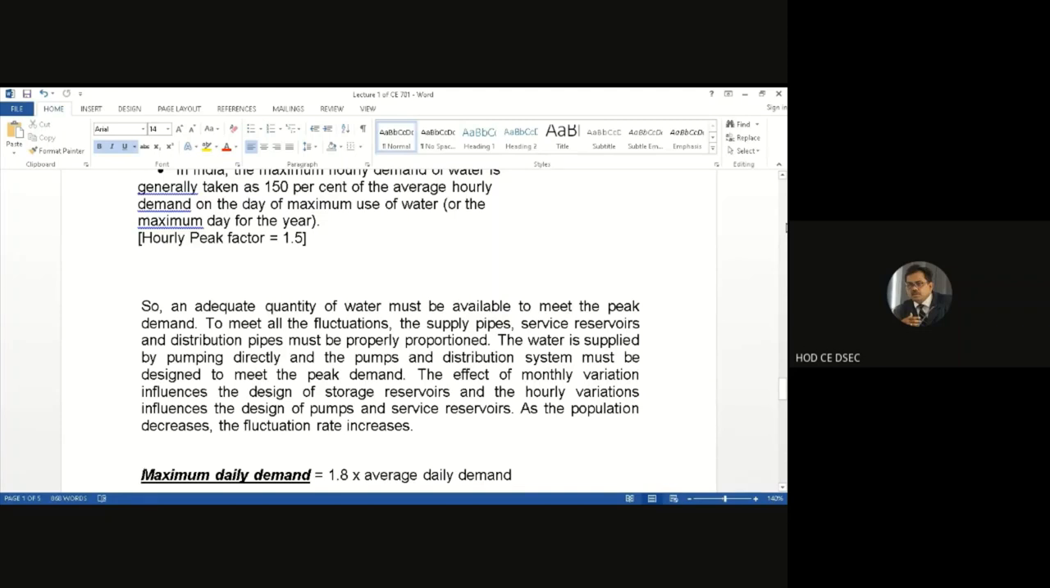So considering the peak demand, we will design our piping system and water supply network to meet all the fluctuations. The supply pipes, service reservoirs, and distribution pipes must be properly proportioned. If water is supplied by pumping directly, the pumps and distribution system must be designed to meet the peak demand. The effect of monthly variation influences the design of storage reservoirs, and the hourly variation influences the design of the pumping system and the service reservoir.